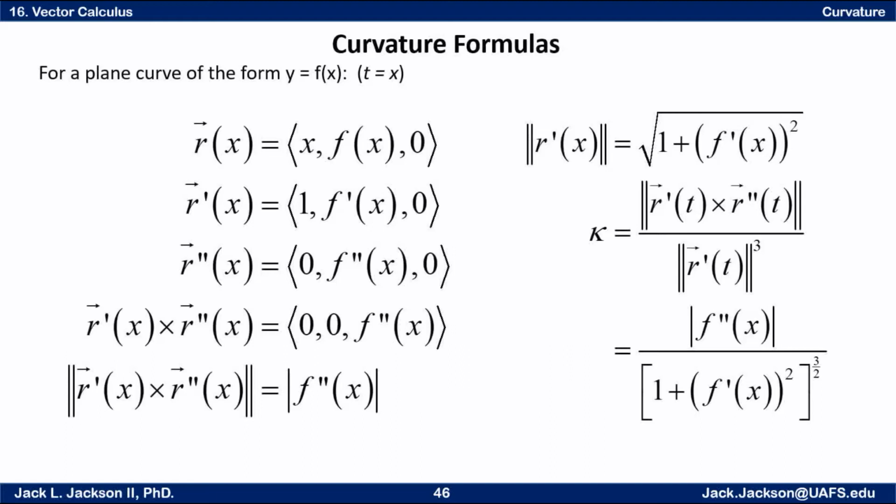So then r prime is pretty easy. The derivative of x is 1, the derivative of f is just f prime, and the derivative of 0 is 0. So it's 1, f prime, 0 for r prime. R double prime is then 0, f double prime, 0. The derivative of 1 is 0, of course. The first derivative of f prime is f double prime. Okay, so now we do those cross products.